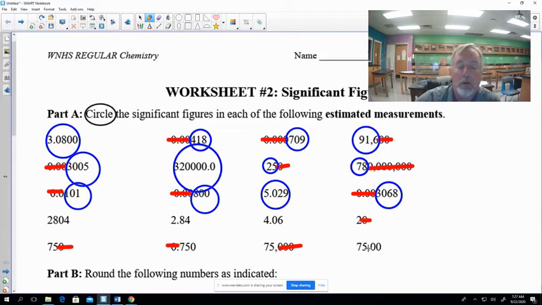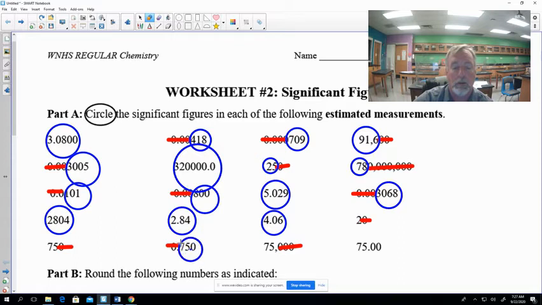All right, so you can see where I've got the red crossed out for the leading zeros. I have the red crossed out for the trailing zeros without a decimal. So all that's left is to circle the remaining numbers. All right, hopefully that makes sense.